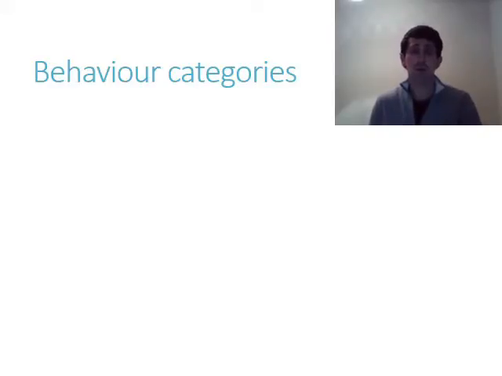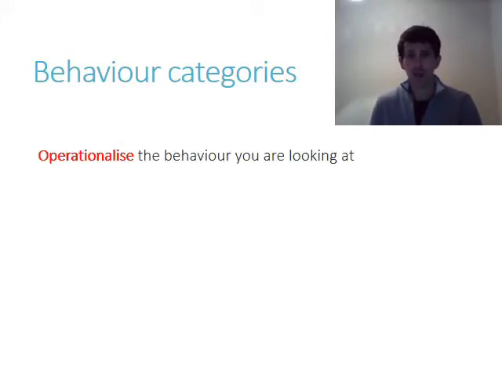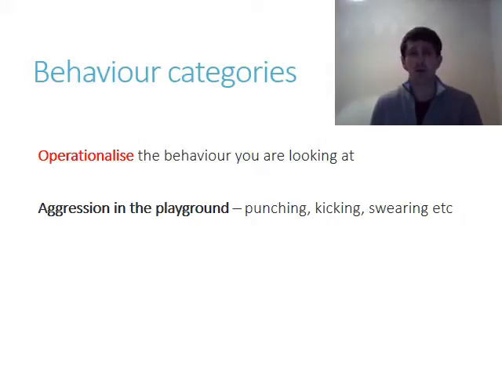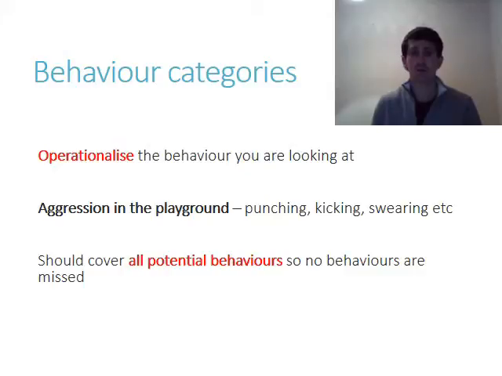Some of you might be unsure about what a behaviour category is. A behaviour category is basically the psychologist operationalising the behaviour that they're looking for. Like our example of aggression in the playground, my behaviour categories on my tally chart might be punching, kicking, swearing, and any other aggressive behaviours that I can think of. It should cover all potential behaviours. If you don't have all of them in your list, you're likely to miss certain behaviours because you're unable to record them. If throwing a bottle at someone was not on my criteria, but some boys were doing it, I wouldn't be able to record that information. That means certain information gets missed when we're using behaviour categories.